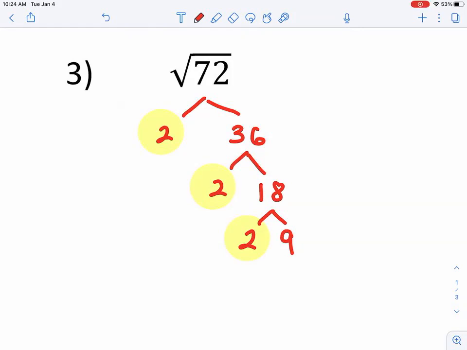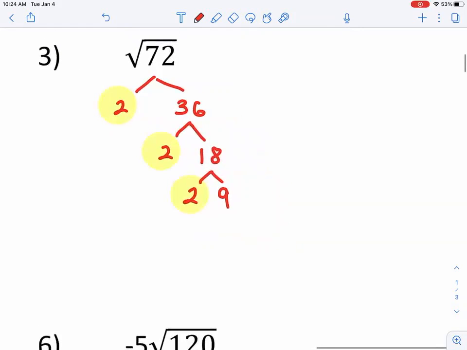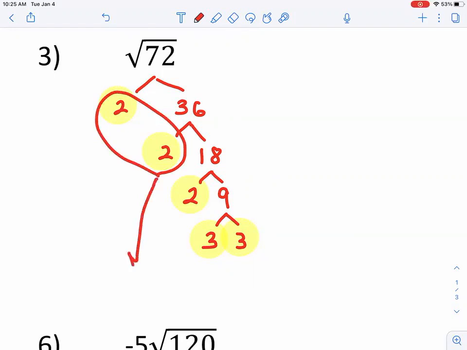Now 9, of course, is not even, but that's a pretty easy one to factor into 3 times 3. And so now I have all prime factors. So I want to look for pairs. So I'll take these two, give me a 2 on the outside. These 2 3s give me a 3 on the outside.